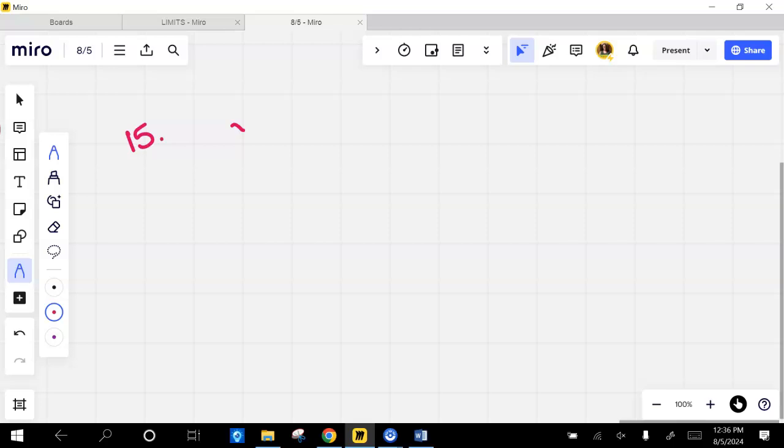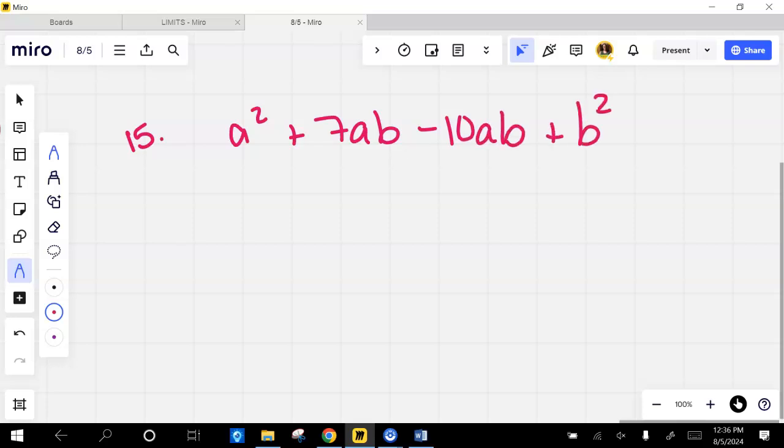All right, 15. a squared plus 7ab minus 10ab plus b squared. Dominique, do you see any like terms in that one? What do you think? You don't know? Somebody help him out. Yes, which one? The two middle ones, right? These are like terms.